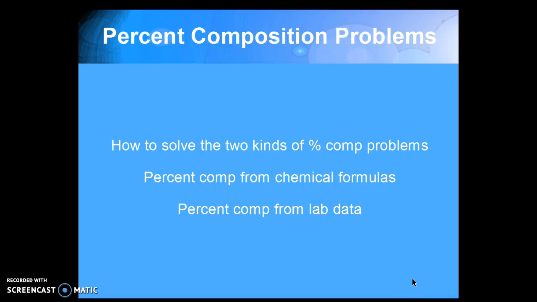Let's talk about percent composition problems and look at how to solve the two kinds of percent composition problems that we see in basic chemistry. Getting the chemical formula and finding the percent composition of each element, and then getting the percent composition from laboratory data. Both of these are really quite simple.